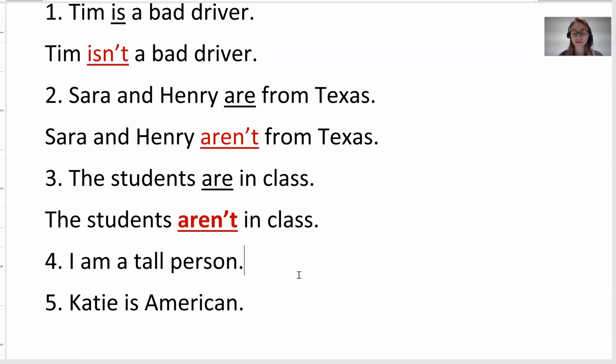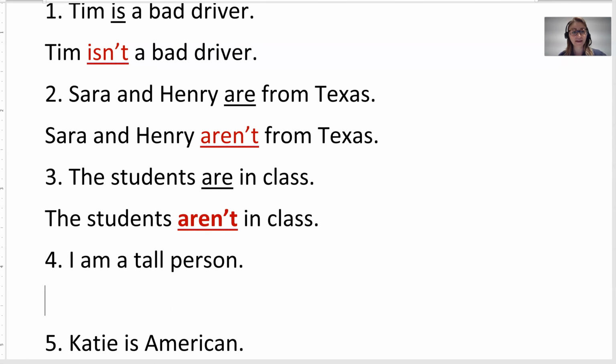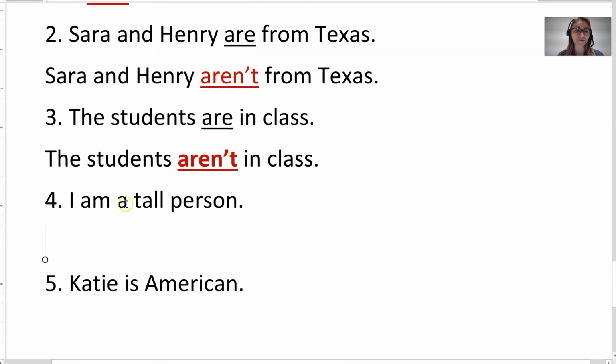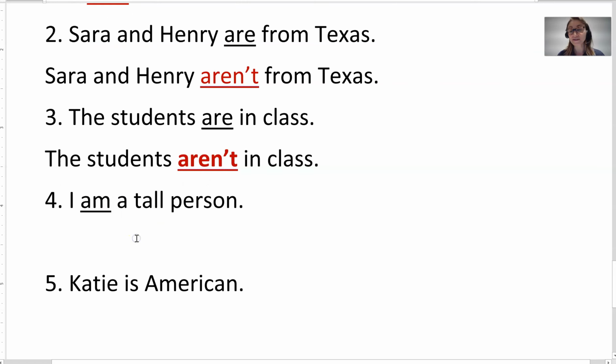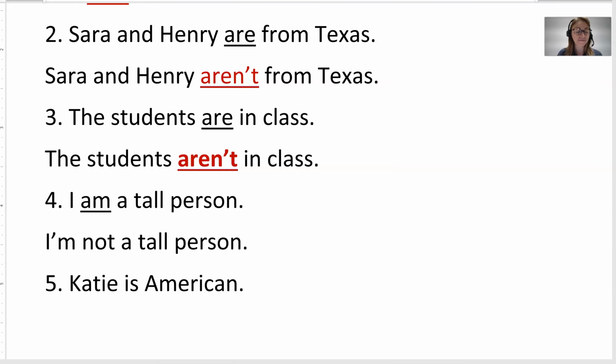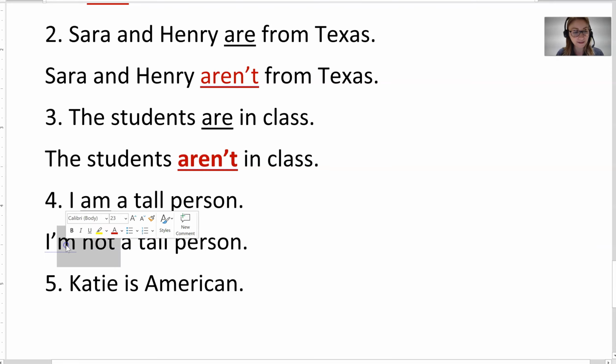I am a tall person. So the verb here is am. And this is not true. I am not tall, so we're going to change it. I'm not a tall person. Okay, so right here we have the not, and I'm going to add the am, if possible, right there. There we go.